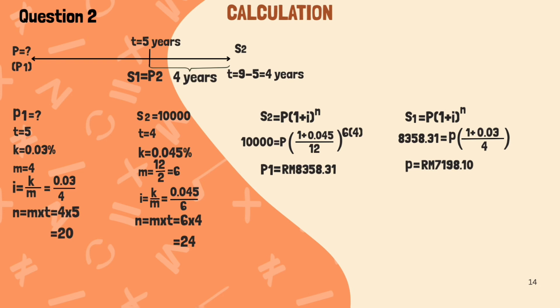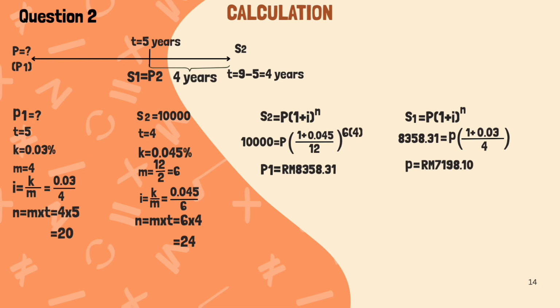Now, we move on to the first 5 years. Here, K is 0.03 and it's compounded quarterly, so m is 4. That gives i equals 0.03 divided by 4, which is 0.0075, and n is 4 times 5, which equals 20. Using the same formula, we substitute everything into the formula.